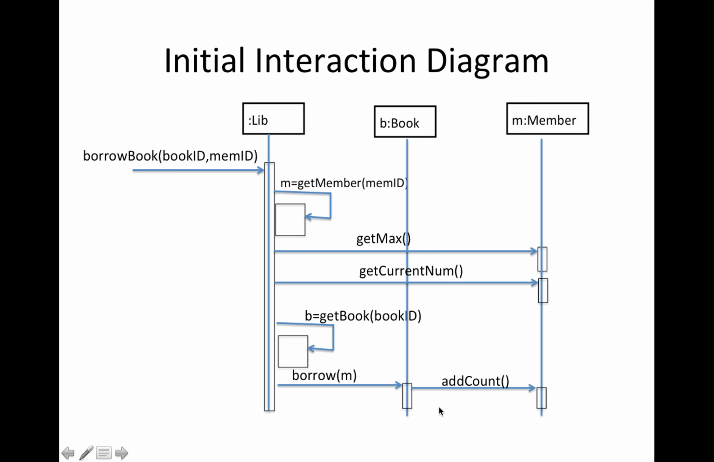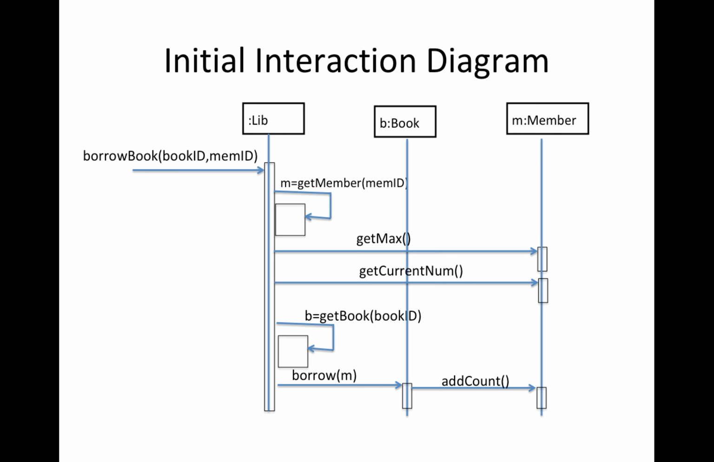Now, as I said before, this is by no means the best design or the only design, right? This is just one team who has designed their interaction in this way. And also notice that when you call a method, you can also pass arguments. In this case, when you call the borrow method on the book object, you are actually passing a reference to the member object. Using this reference, this method then is able to call the add count on that member object which is passed as an argument.